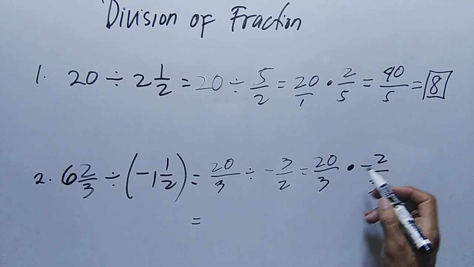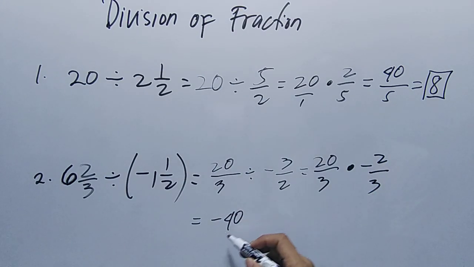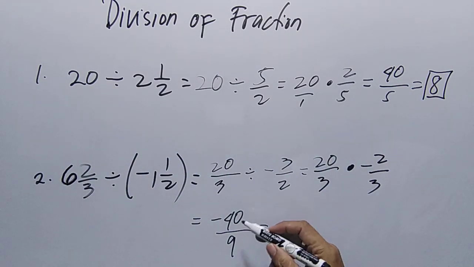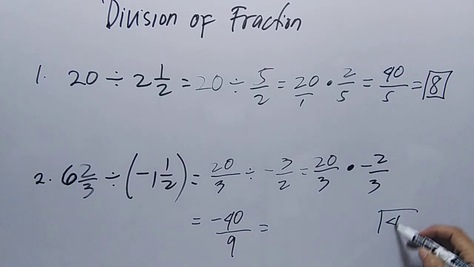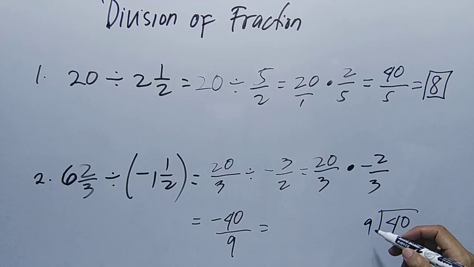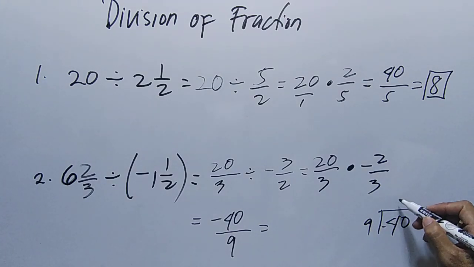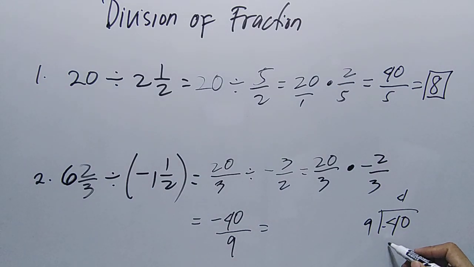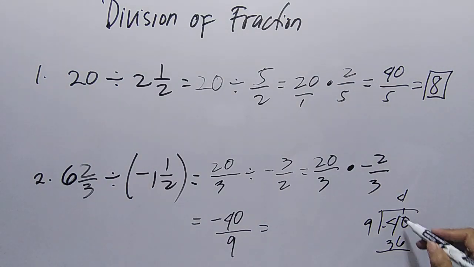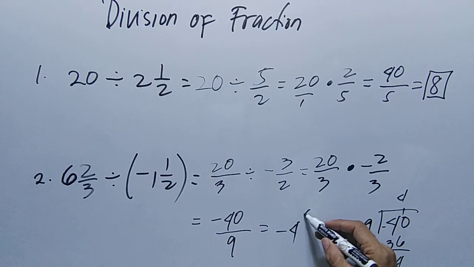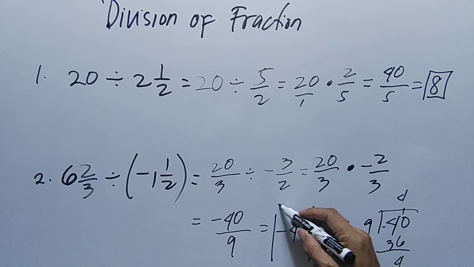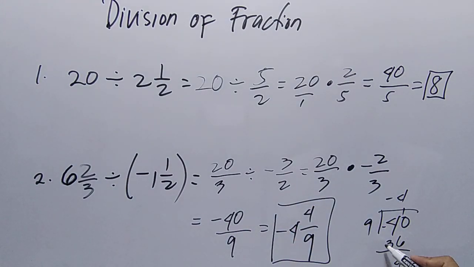20 times negative 2, that is negative 40 over 9. Okay? Then equals, negative 40 over 9, or divided by 9, that is equal to, so 40 divided by 9, 4 times 9, that is 36, di ba? So, 10, 4. So, negative 4 and 4 over 9. So, this is your final answer. Negative yan. Negative. Okay. Bye-bye.